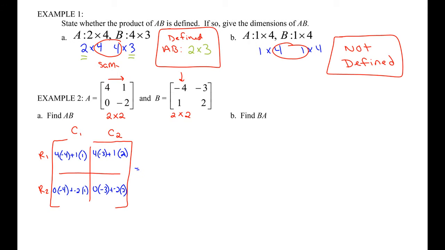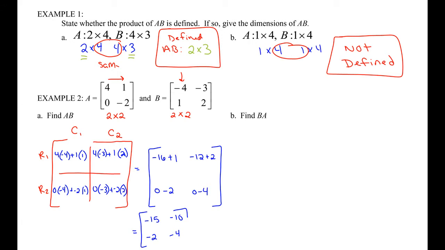And we're going to go ahead and simplify these. So I get negative 16 plus 1 in the top left, negative 12 plus 2 in the top right, 0 minus 2 in the bottom left, and 0 minus 4 in the bottom right. This gives me an answer matrix of negative 15, negative 10, negative 2, and negative 4. Here's our final answer.